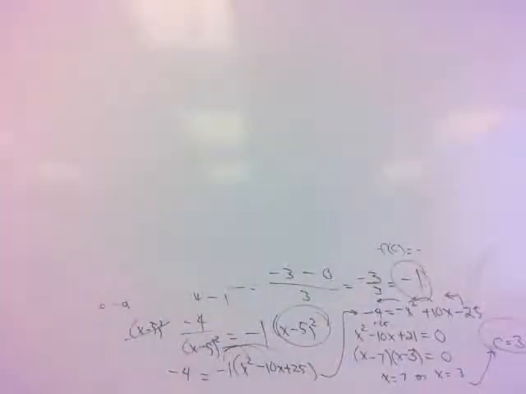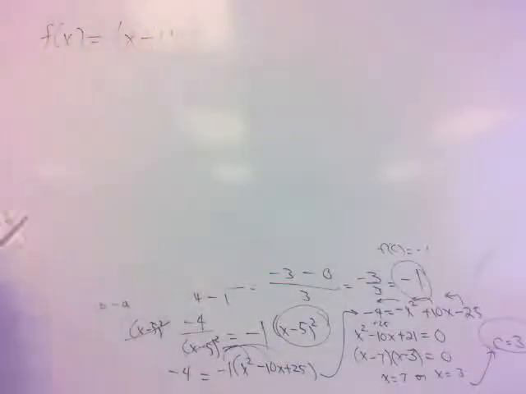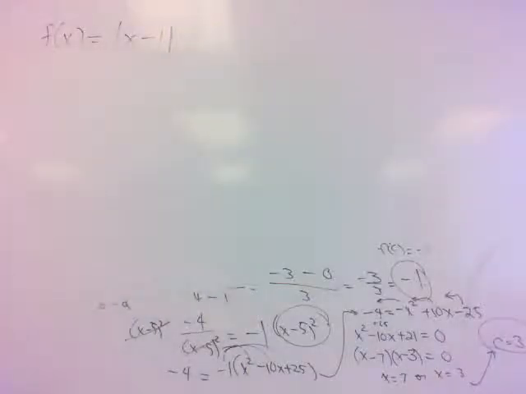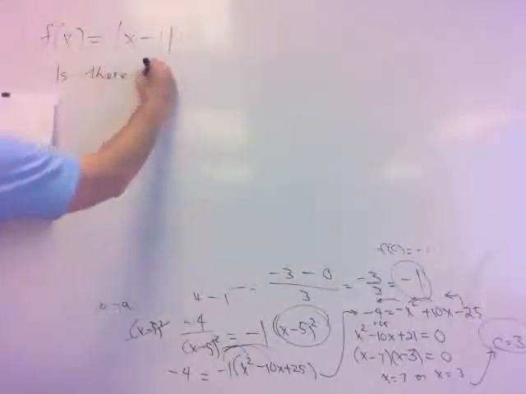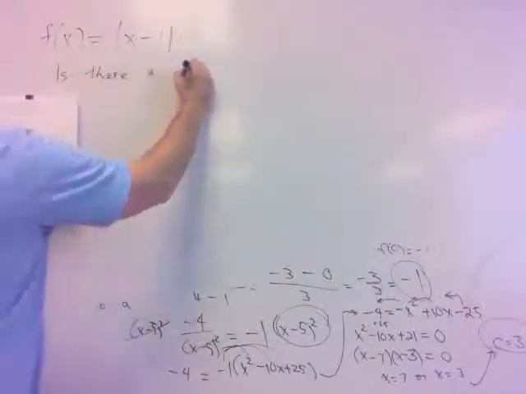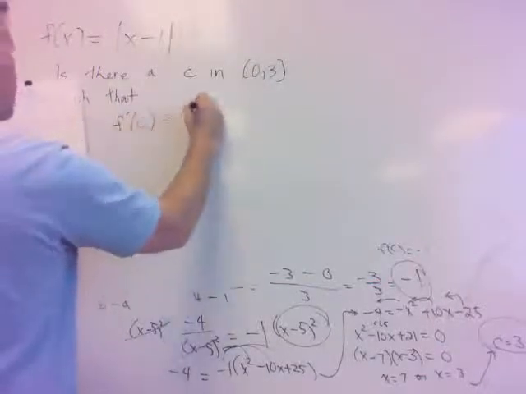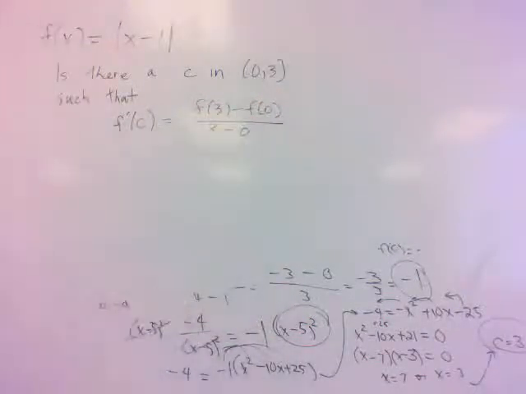Let's say we have f of x equals the absolute value of x minus 1. Is there a c in 0, 3 such that f prime of c equals f of 3 minus f of 0 over 3 minus 0, which is the conclusion of the mean value theorem?